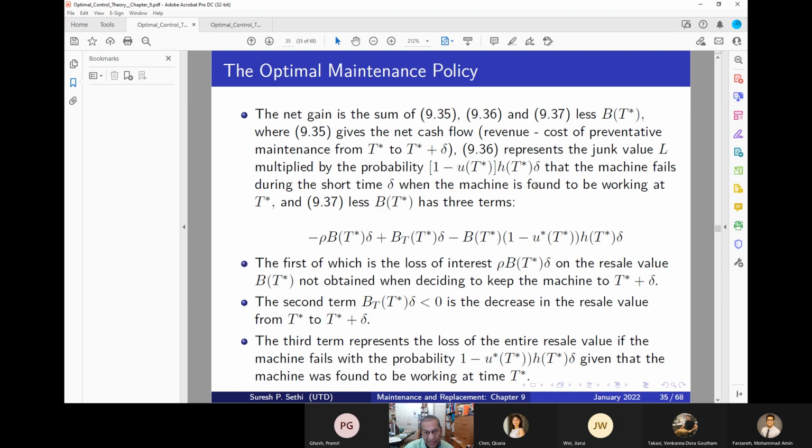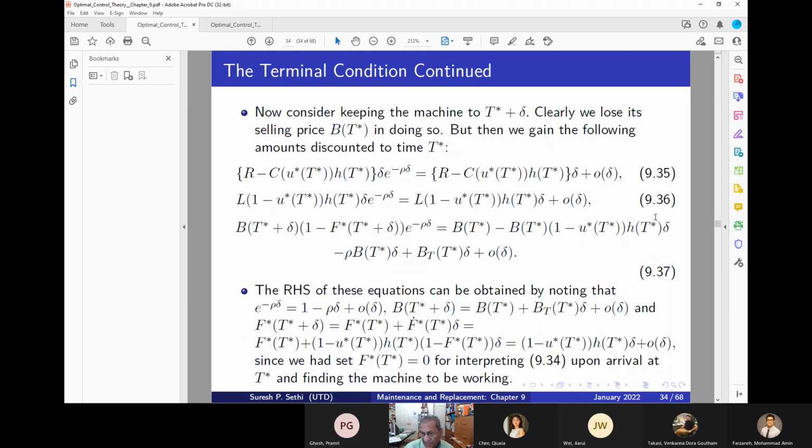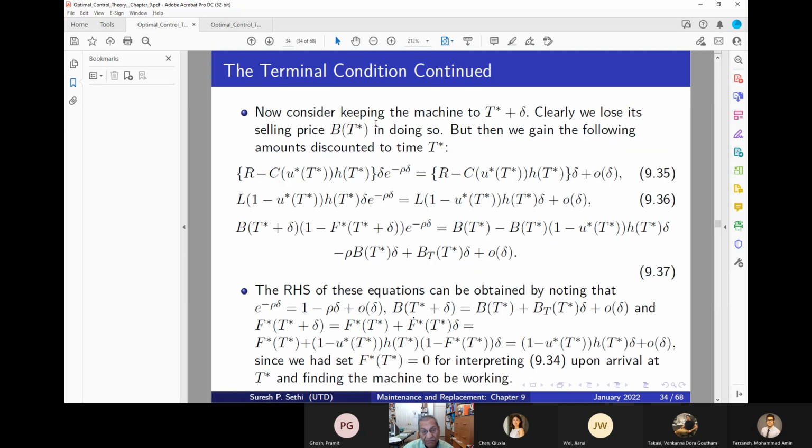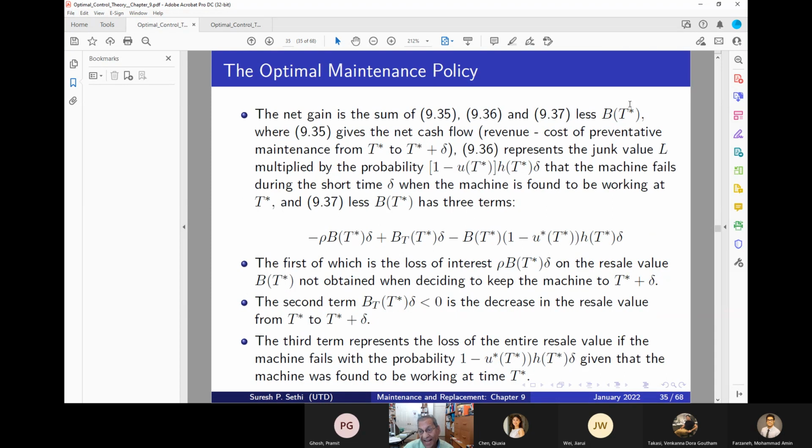So now the net gain is the sum of 9.35, 9.36, 9.37 minus BT star, which I lost. So net gain is the sum of these guys minus that guy. So that has to be calculated. So 9.35 gives the net cash flow from T star to T star plus delta. 9.36 represents the junk value, L, multiplied by the probability that the machine fails during the short time delta when the machine is found to be working at T star.